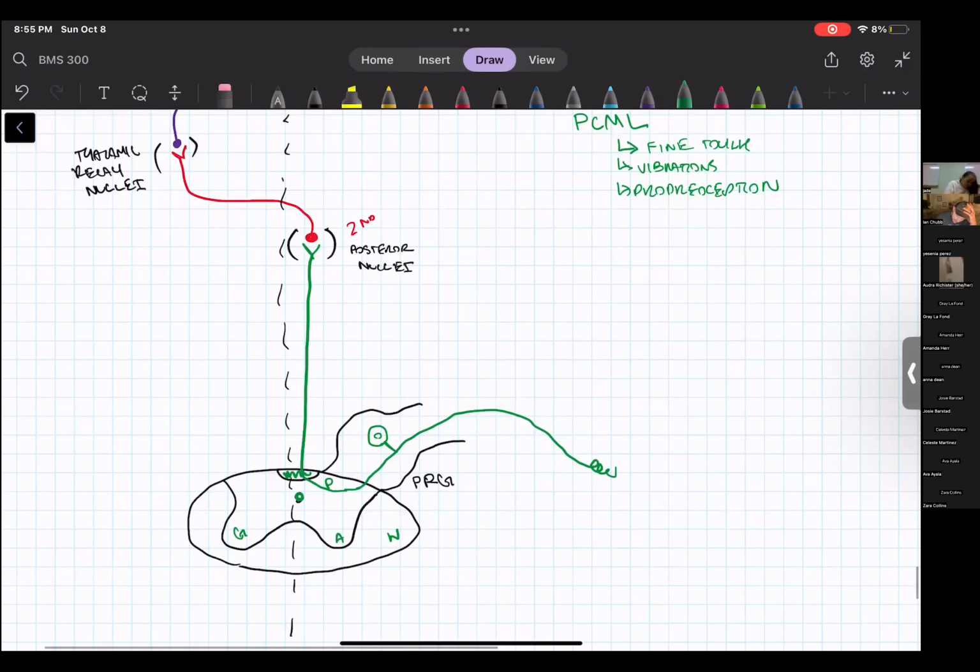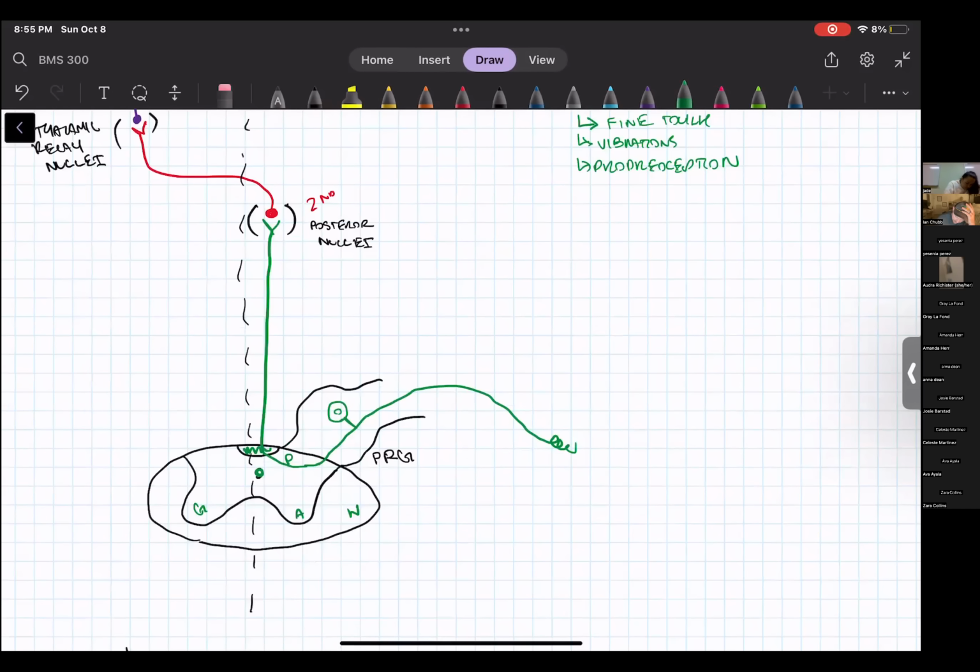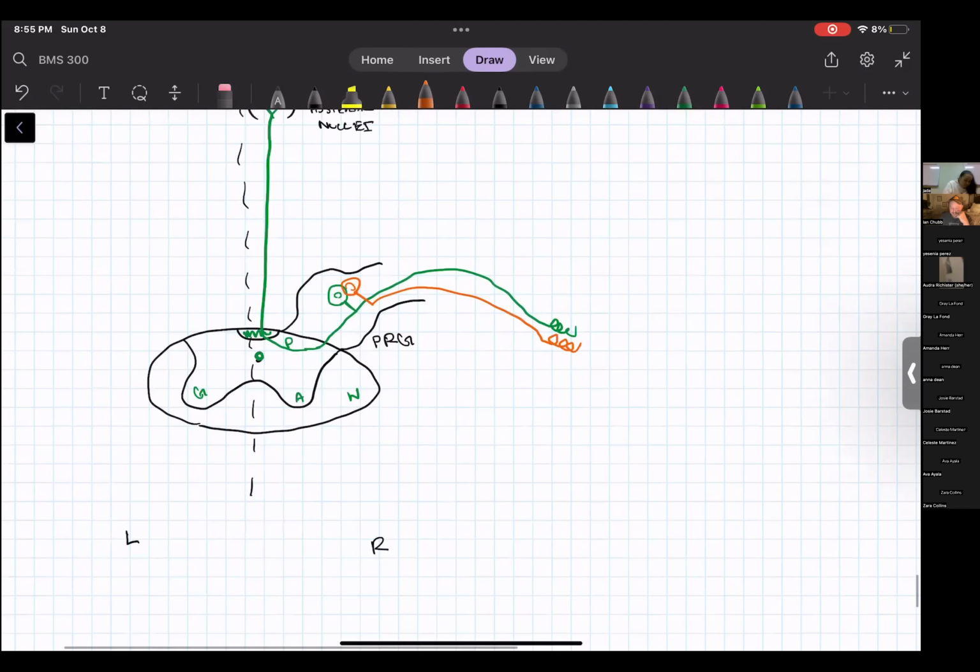Cool. Next one, spinothalamic. We'll draw another first order neuron out here. It leaves its cell body in the posterior root ganglion. This one is going to enter the posterior horn, but it's going to synapse directly right away onto our second order neuron. The second order neuron crosses the midline. It's going to enter the spinothalamic tract, which is right here.